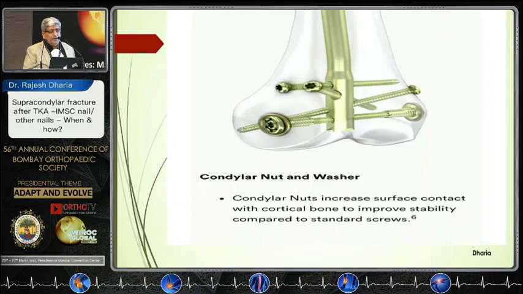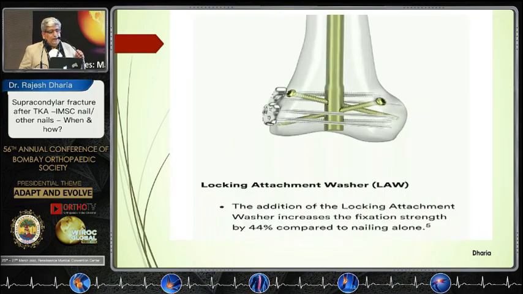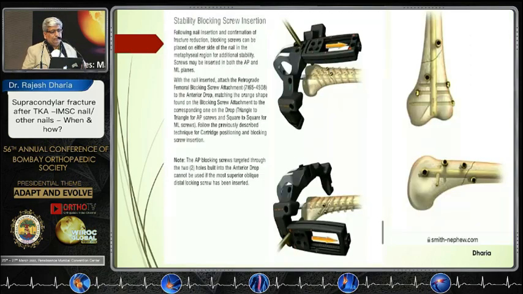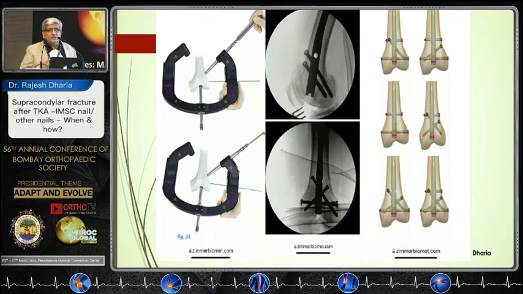So these are important developments. The condylar nuts and washers will improve the stability as compared to the standard screws. And locking attachment washers will increase the fixation strength by 44% as compared to nailing alone. Now these are some of the jigs where you can introduce polar screws in either the mediolateral or the anterior-posterior direction, wherein the nail will be centered and the reduction of the fracture will be accurate. These are some of the jigs where at almost 70 degrees you can fix the fracture. So almost any geometry of the fracture can be fixed through these systems.